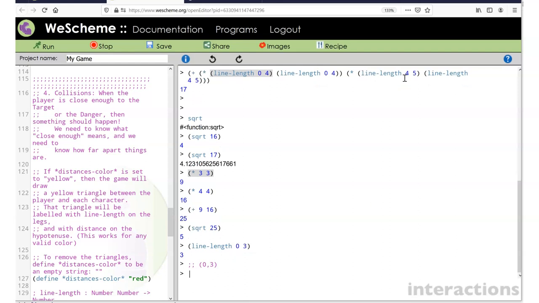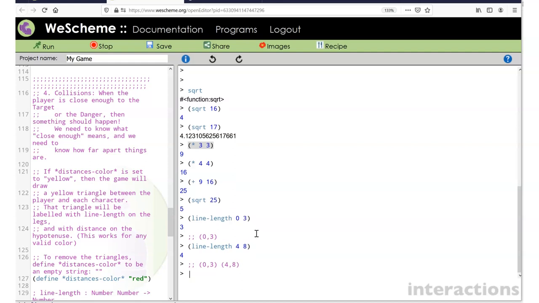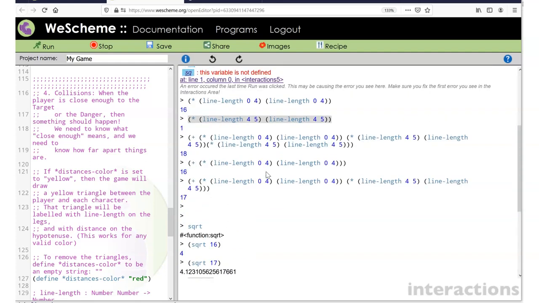And what do we want for our other point? Well, this was 1, but we want it to be 4 for the other side. So let's do a line length of, instead of 4 and 5, let's do 4, and we want to get 4 out, so that would be 8, right? 4. Right now, we have 2 points, 0, 3, and 4, 8, that we know are going to give us 5 for the distance formula.